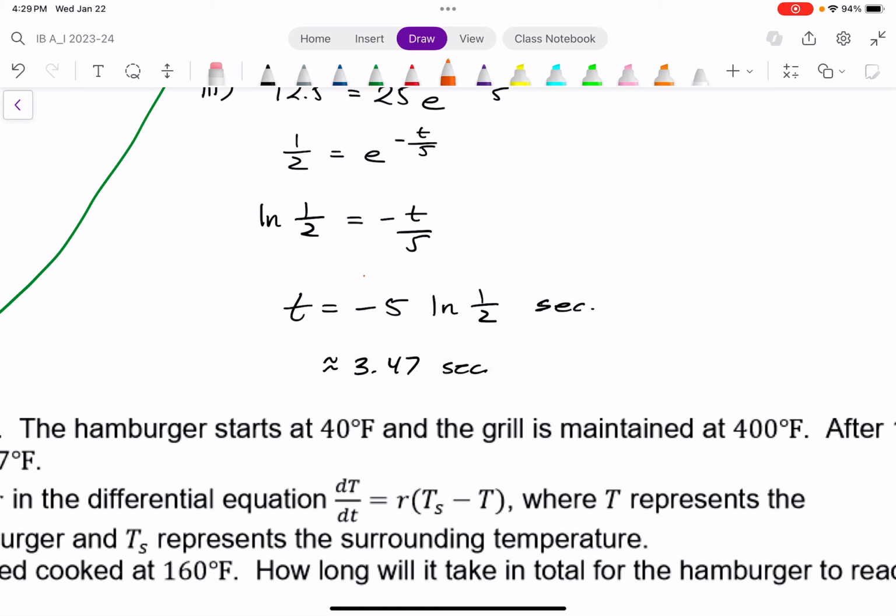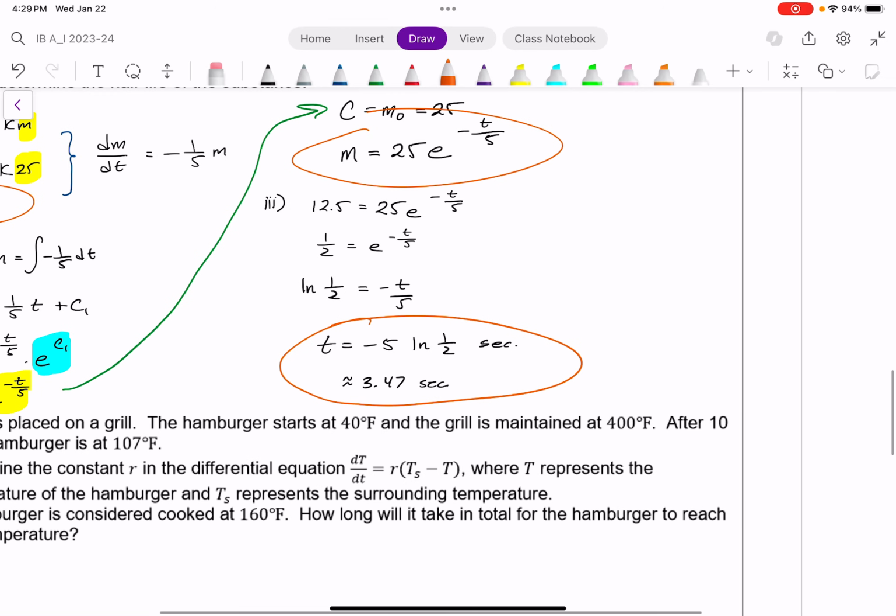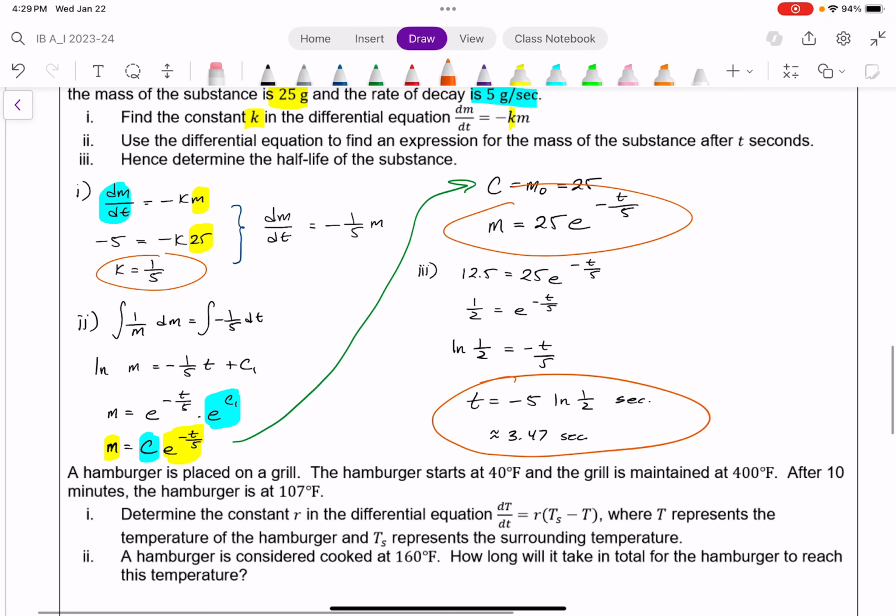Keep in mind the question did not ask for an exact value, so you're more than welcome to give an approximation to 3 significant figures. You're also more than welcome to solve this graphically, although in this case, that shouldn't take too long to solve it algebraically.